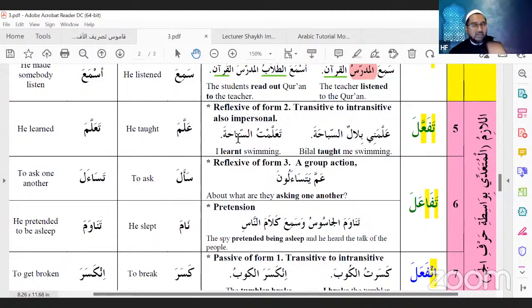But let me give me some time. I'll send you some more examples of this reflexive as well, because I'm not too happy with these. Example one, there should be three more examples for this. I'll send you some more examples for this one in particular.